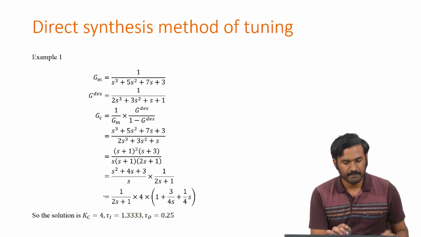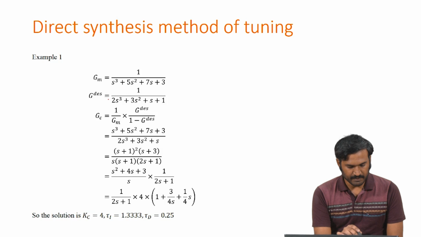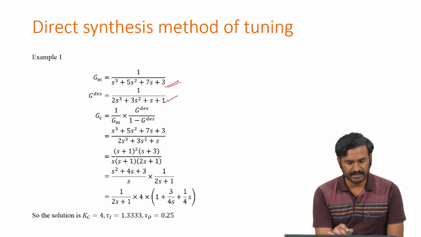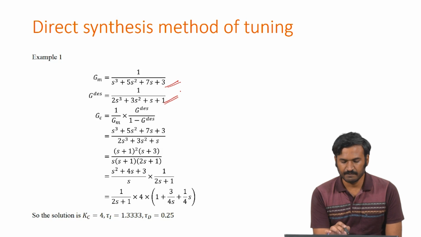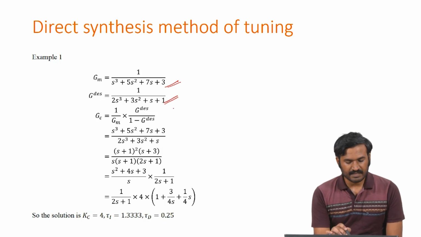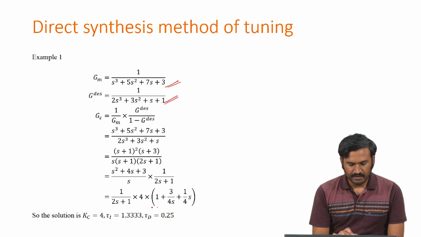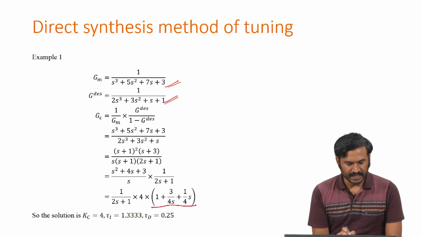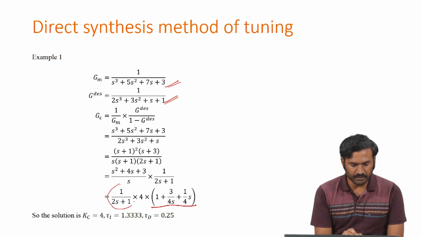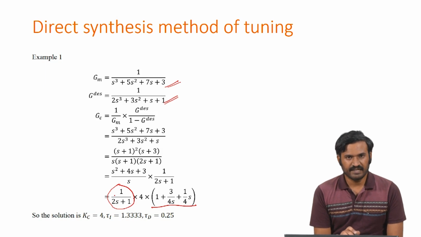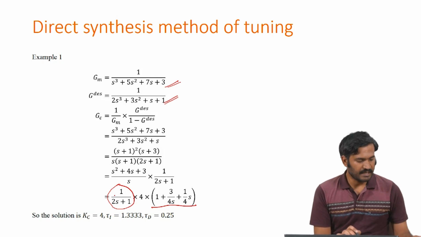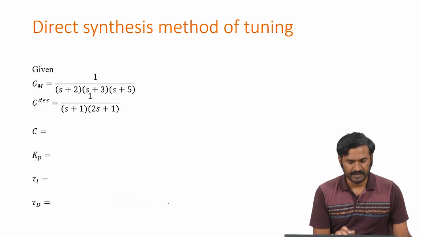This is an example where we specify both GM and G desired as having the same order of denominator, and based on the definition GC equals 1 by GM times G desired by 1 minus G desired, we compute the controller calculations, and we find that Kc is 4, tau I is 1.33, tau D is 0.25, but still we have this 1 by (2s plus 1), which we call the filter transfer function, and use this in addition to the controller we specify.